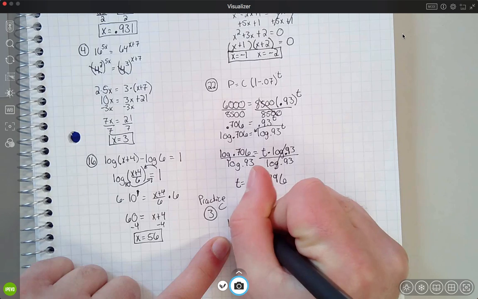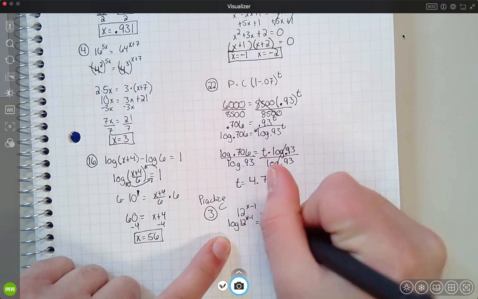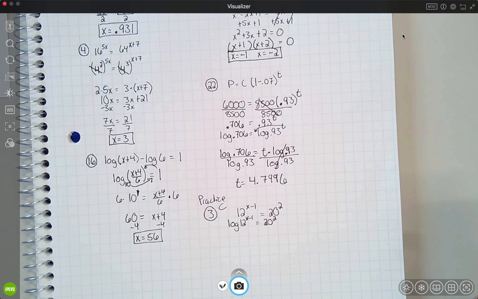So I'm going to take the log of 12 to the power of x minus 1 is equal to, I'm going to even just keep this as 20 squared. I know that it's a number, it's actually 400, but I don't care what the number is. I'm just going to keep it that way. I'll throw it in my calculator later and just deal with that.